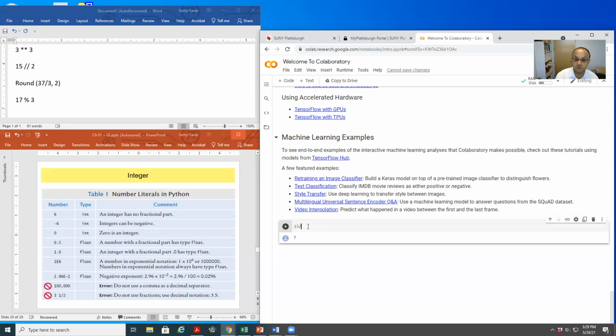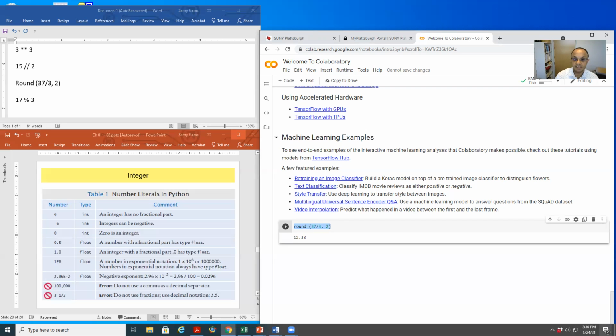But if I need to make rounding, I say round, and then we open parentheses, 37 divided by 3, comma, and here I put 2 to say I need to make the rounding up to 2. So it will show us the rounding to 2 digits. So if we would like to make rounding, we use the function and then a comma, and then we put the number of decimals we need.